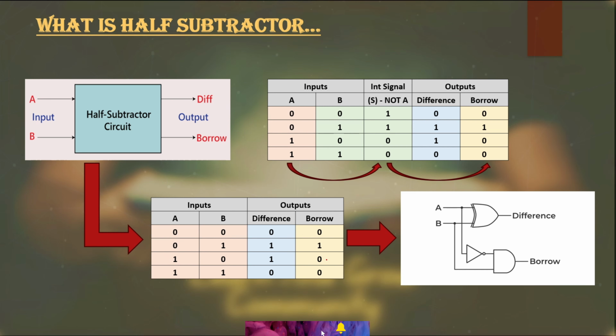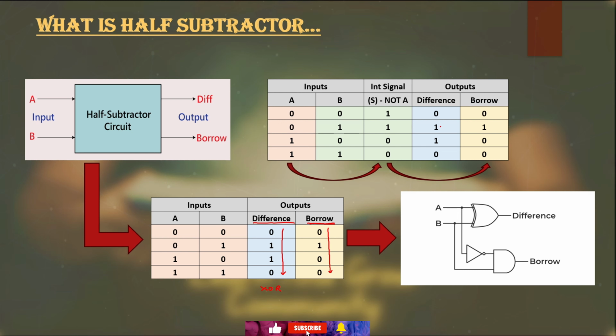Now write the expression for this design. First is the difference, and the output is 0, 1, 1, 0 for the respective inputs, and we know this is a simple XOR gate. So difference is A XOR B. Now borrow. This output does not fit straight with any basic digital gate, so this means you actually need to create an expression for this.